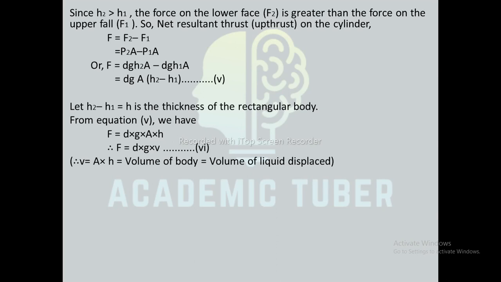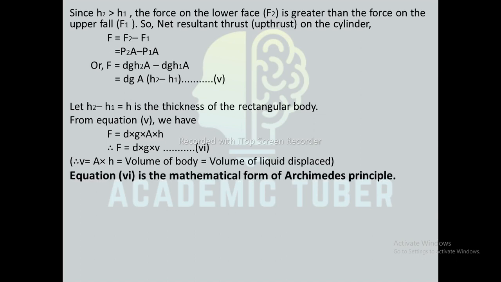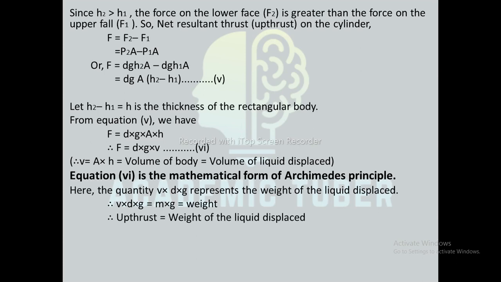From equation 5 we have force equals d into g into A into h, and we know the formula of volume is area into height. So in place of A into h we are going to write V. So F equals d into g into V, which is the volume. V is the volume of the body, which equals the volume of liquid displaced. Equation 6 is the mathematical form of Archimedes' principle. Here the quantity V into d into g represents the weight of the liquid displaced.